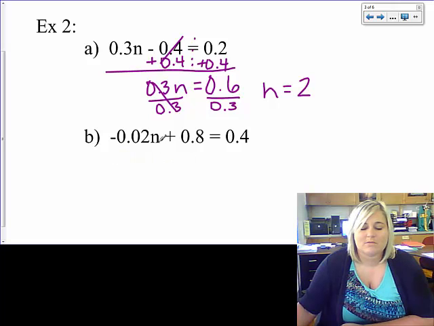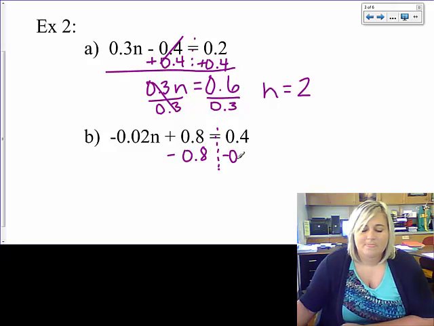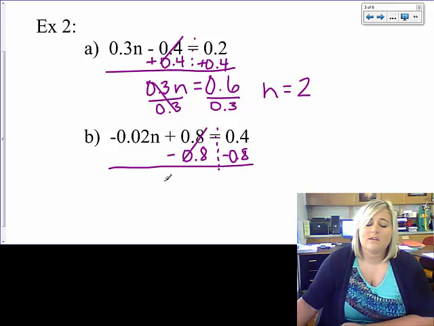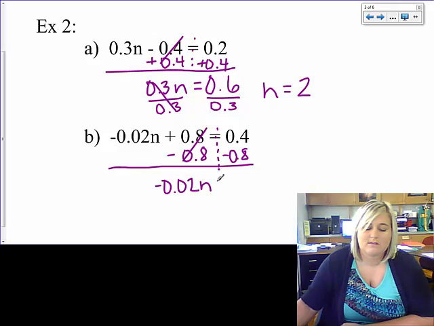On B, we're looking at n being our variable. Again, it's on the left hand side. So n is right here with this negative 2 hundredths. The farthest thing away is 8 tenths. It's being added right now, so the opposite would be to subtract it. So that's what we're going to do. Those will cancel out, leaving me with negative 2 hundredths n equals, when I subtract, I get a negative 4 tenths.